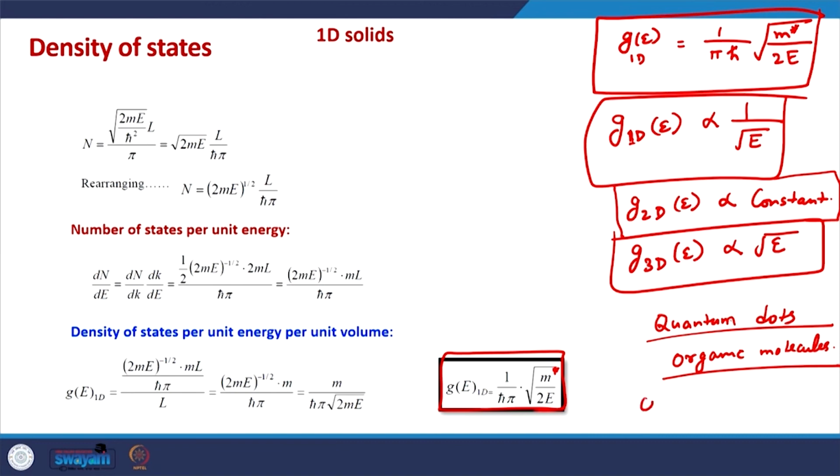So, for 0D solids, I will let you think about this, what would be the density of states for 0D solids. Please think about this and we will discuss this in the next class.